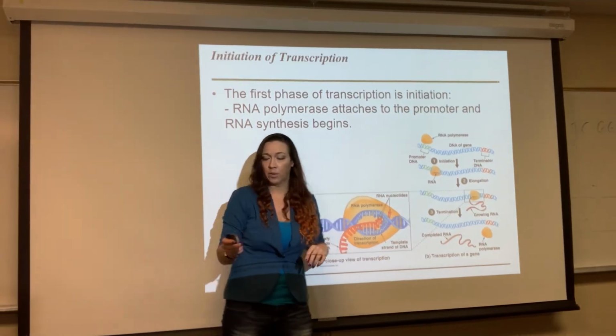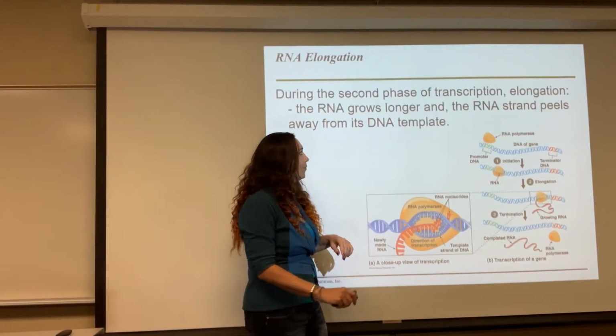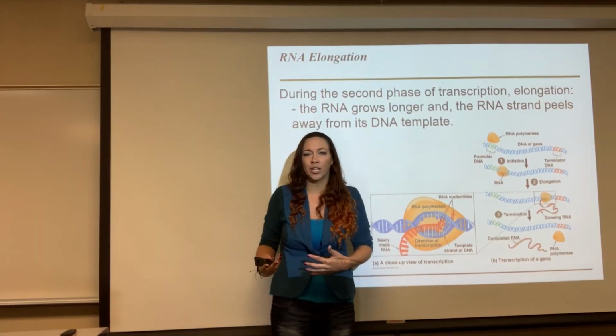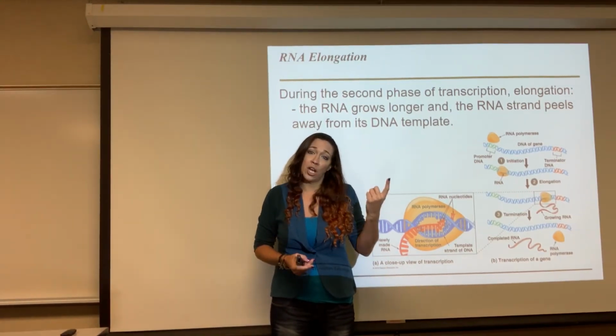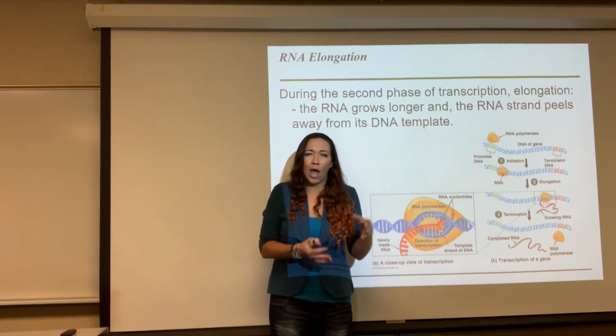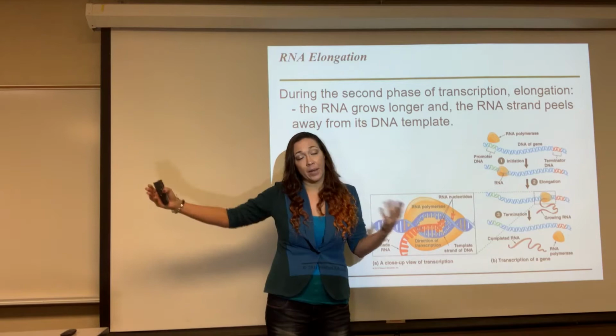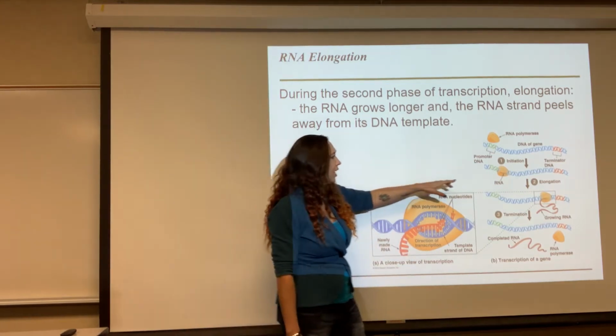Step 2, which I believe is here, is where elongation begins. So step 2 is called elongation, which makes sense. In step 1, we initiated, we started. In step 2, now we're actually going to elongate our RNA. We're making our RNA strand based on our DNA. So that's exactly what's happening here.